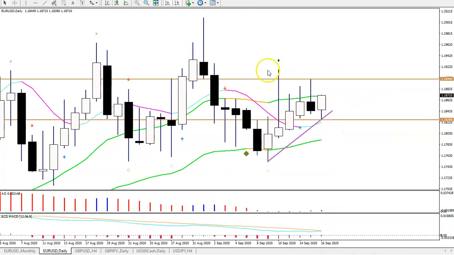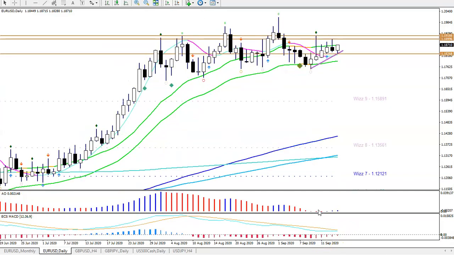But yeah, it could be more. I mean, it depends on the break. If it pushes through 119.50, of course, then there could also be more upside available.